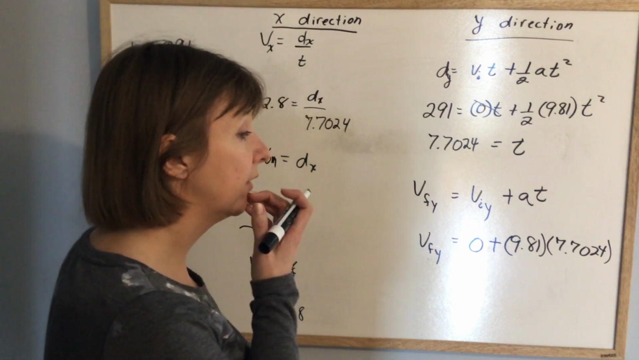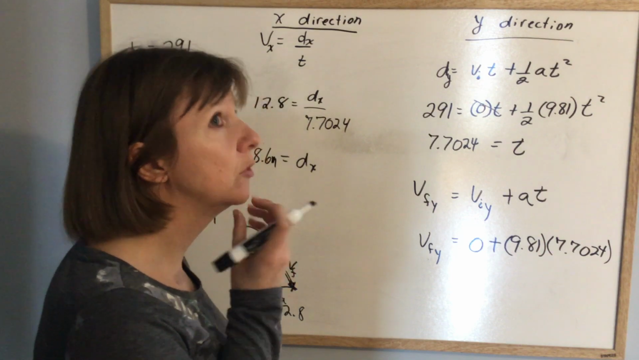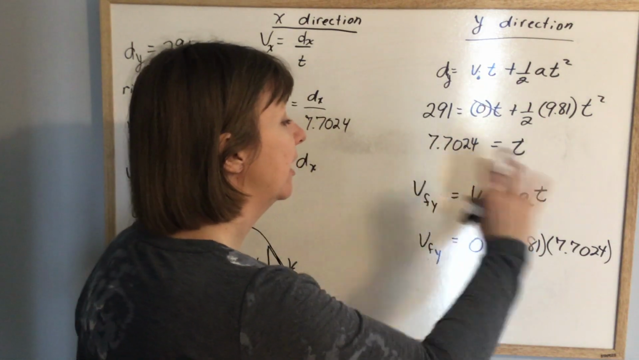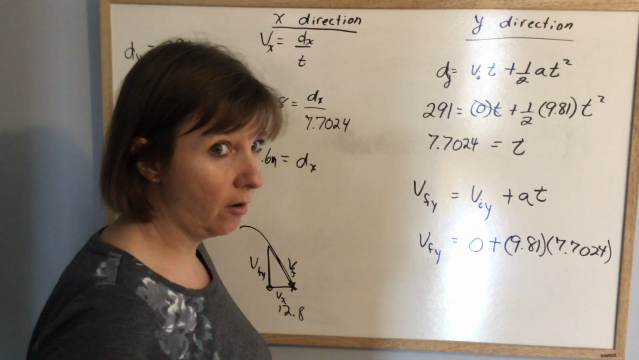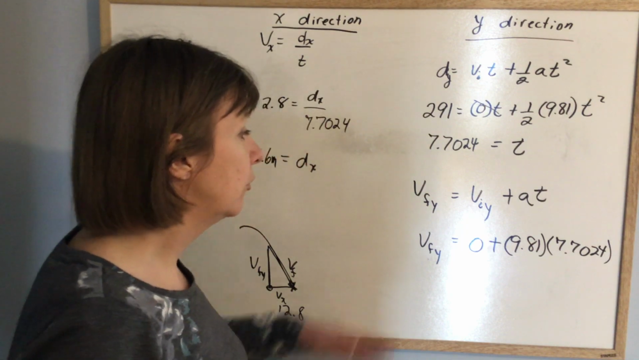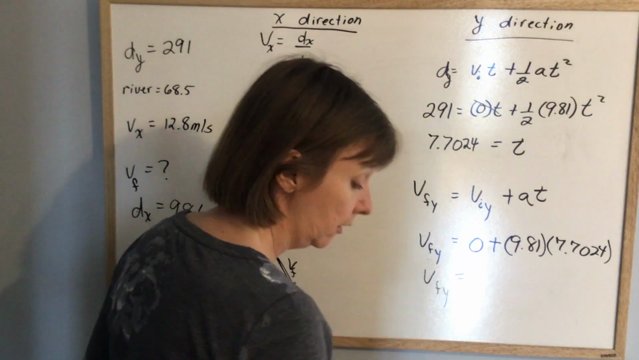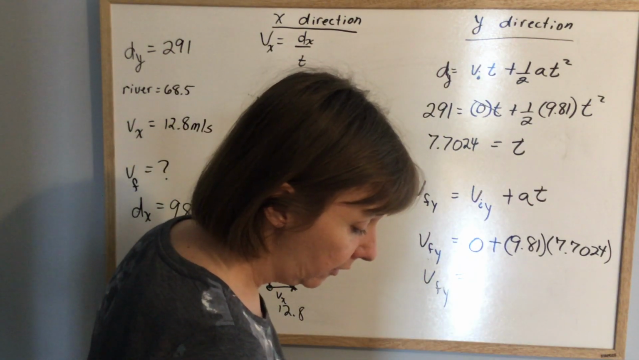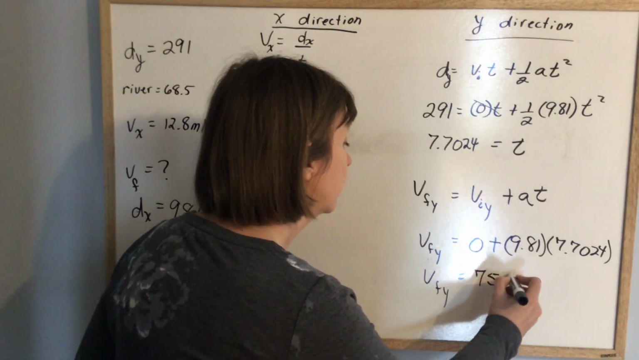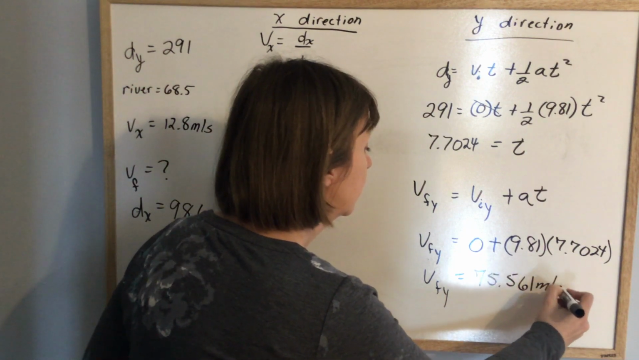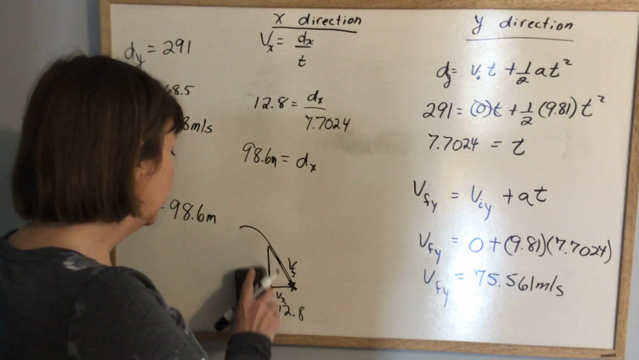There's a few of you, and by a few I think I mean about 2, maybe 3 at the most, but I'm thinking mostly of 2 of you who have a tendency to round things off throughout your calculation, and then your answer is off, okay? So please don't do that. Use your whole number. And so when I work that out, the final velocity in the y direction turns out to be 75.561 meters per second. All right? So that goes here.